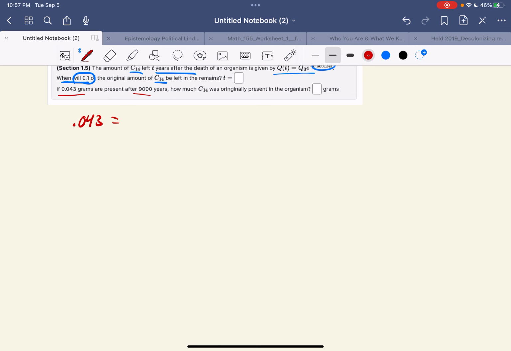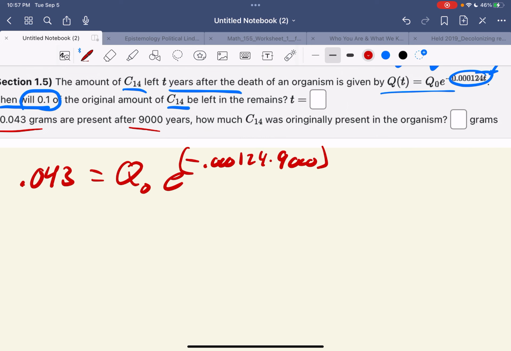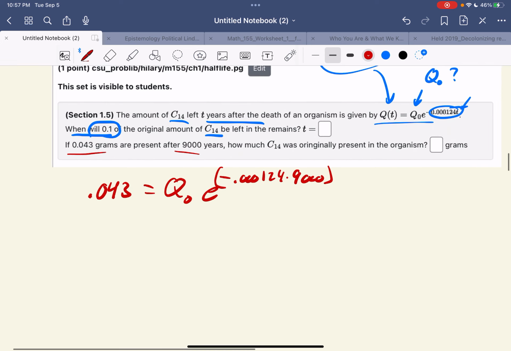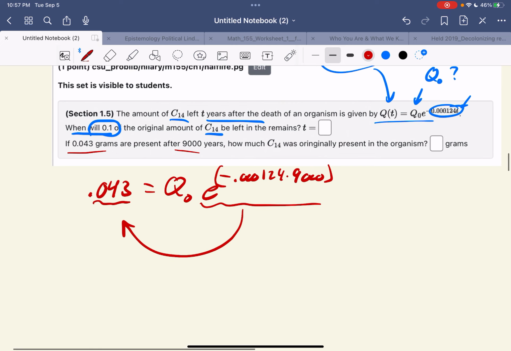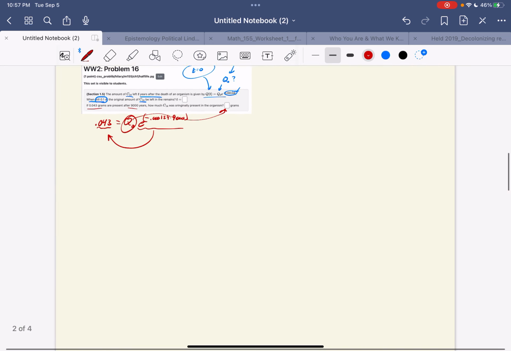0.043 is equal to Q0 e to the negative 0.123124 times 9,000 times 9123. Okay, all this is up in the exponent. Oh, look, this is a number. Your calculator will tell you what it is. Let's just divide that number over there, and you get Q0, and that's what goes right there. Okay? Cool. So, that's that one.